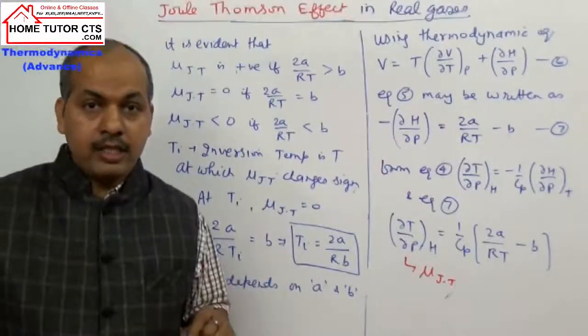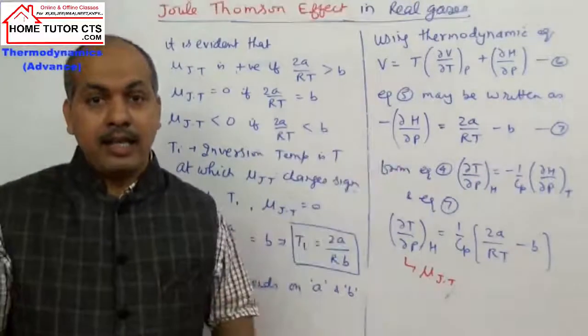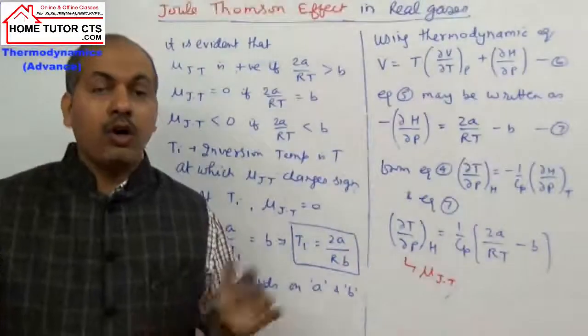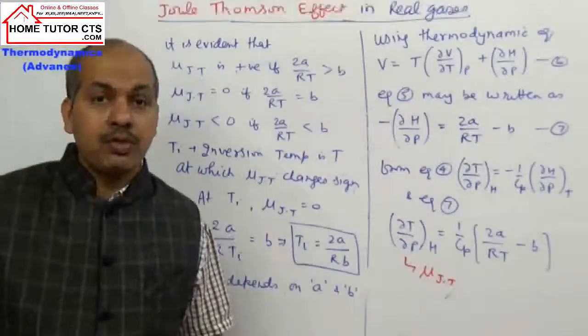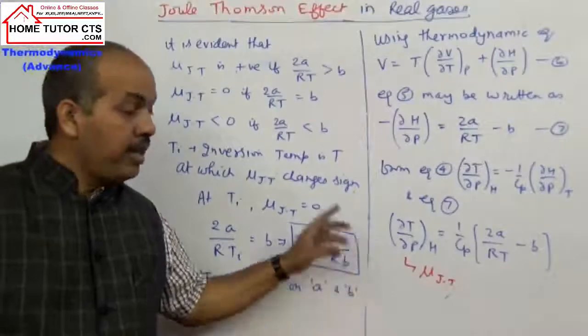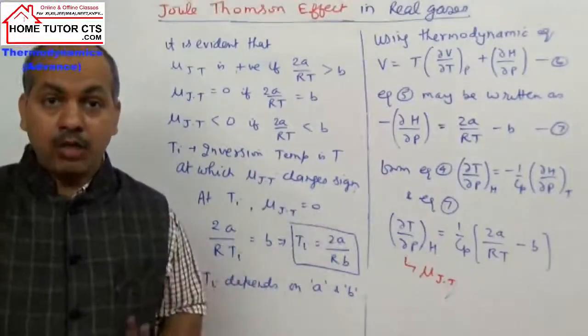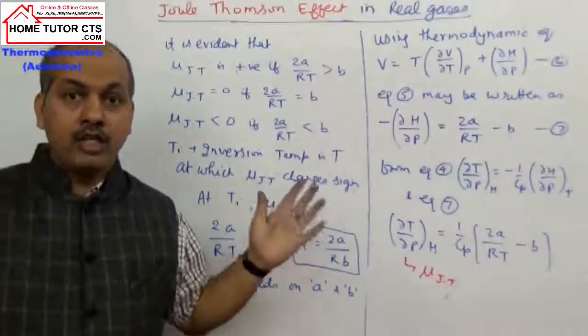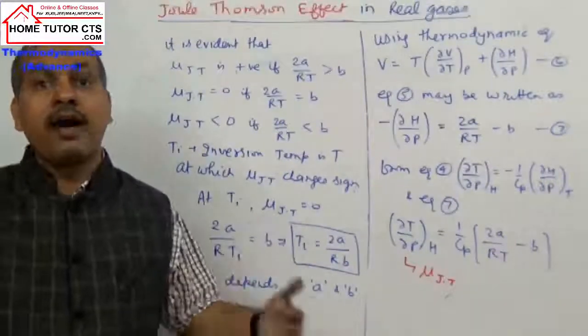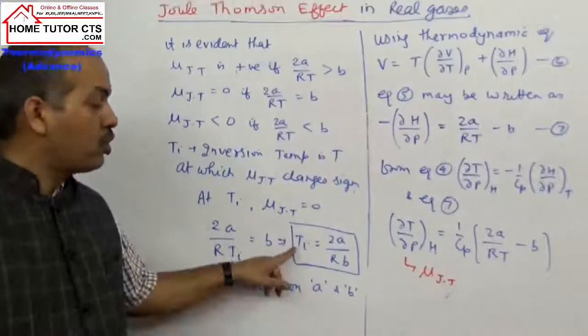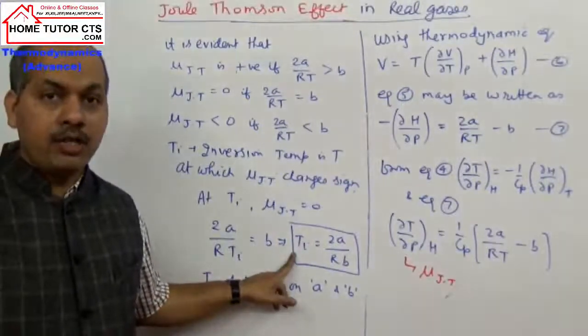Van der Waals constants. So different gases have different values of inversion temperature because they have different values of a and b. Small a is a measure of attractive forces among the gas molecules. So whichever gas has a higher value of small a will also have a higher inversion temperature.